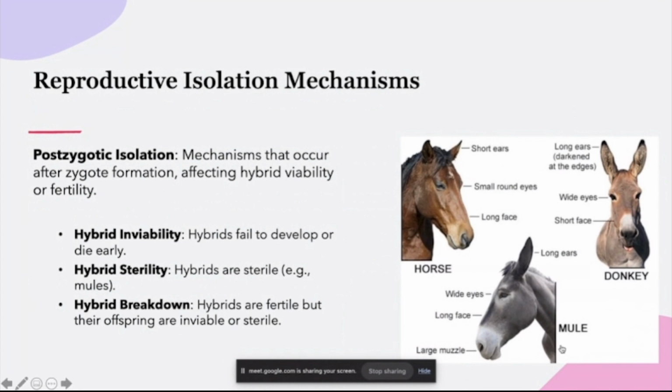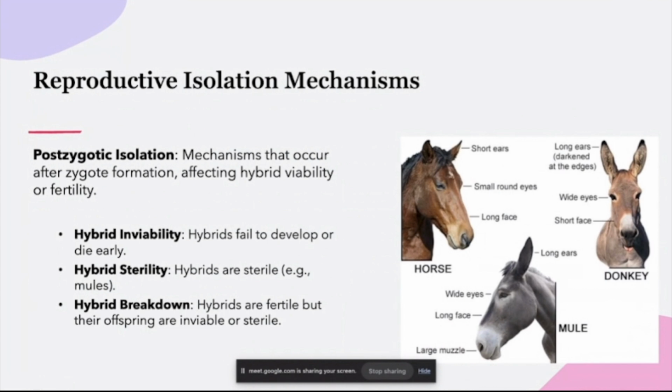So an example of this would be mules. Mules are basically the hybrid between a horse and a donkey. So when a horse and a donkey sexually reproduce, they will form a mule. These mules are not able to sexually reproduce with horses or donkeys or other mules, and they're not able to form offspring. So this is hybrid sterility. Then there's hybrid breakdown. So this would mean when the hybrids are fertile, so they're not sterile, but their own offspring may be inviable, so their own offspring may die early or may become sterile. So these are examples of what could happen with post-zygotic isolation.